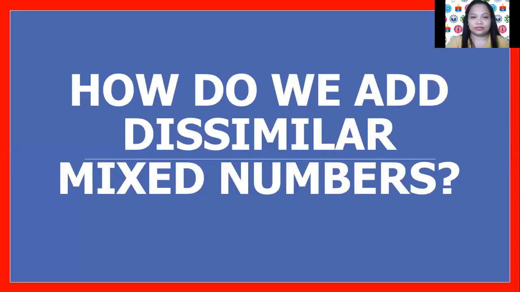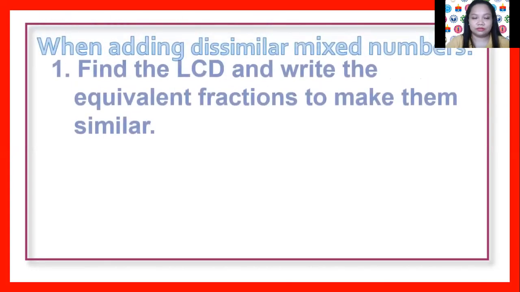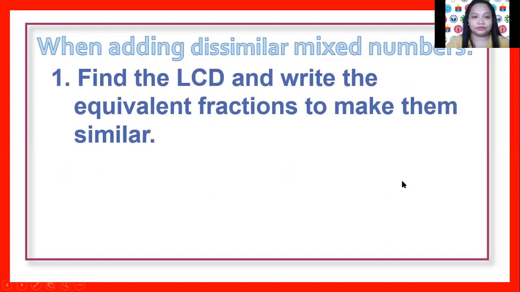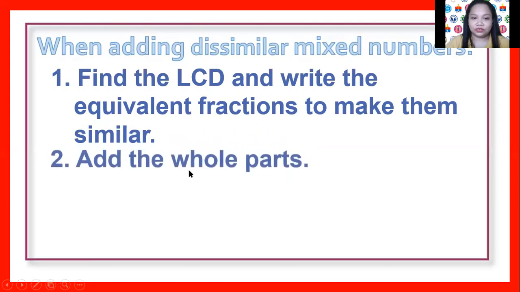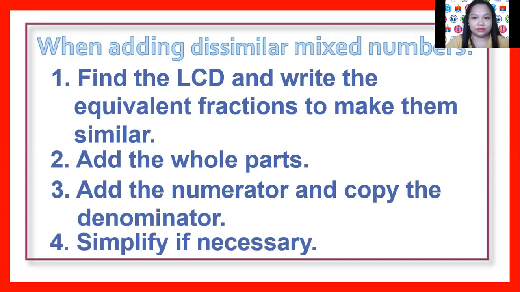Next, let us now move to the second category. How do we add the dissimilar mixed numbers? A while ago, I mentioned that dissimilar mixed numbers are mixed numbers whose fractional parts are dissimilar. So we need to follow these rules. First, you need to find the LCD and write the equivalent fractions to make them similar. Second, you need to add the whole parts. Third, you need to add the numerators and copy the denominator. And lastly, you simplify if necessary.